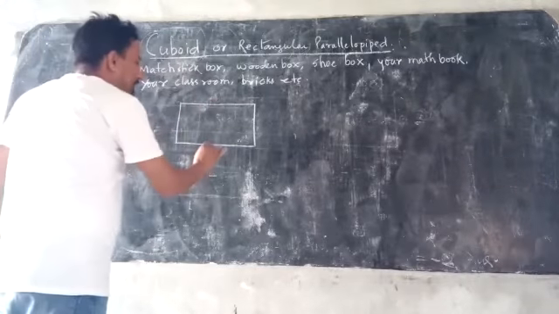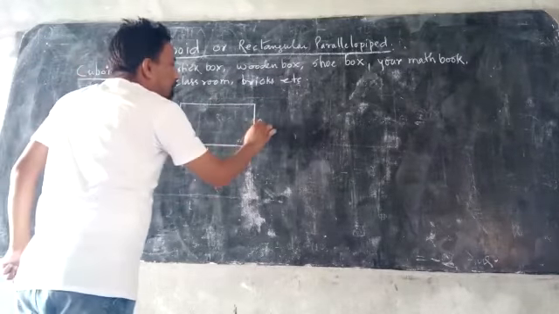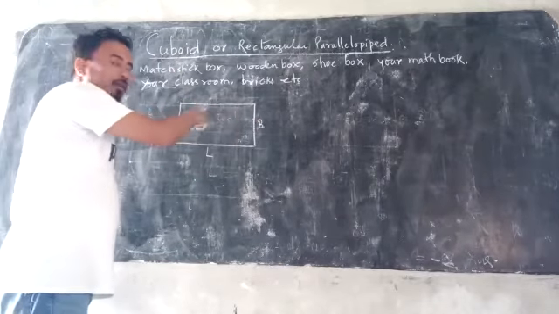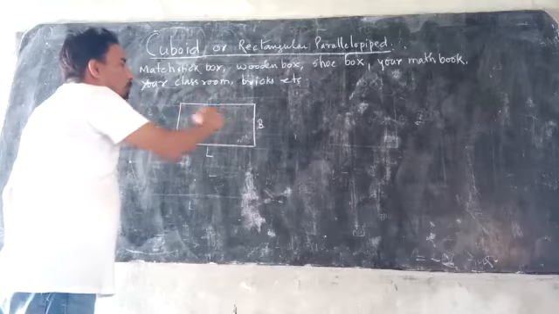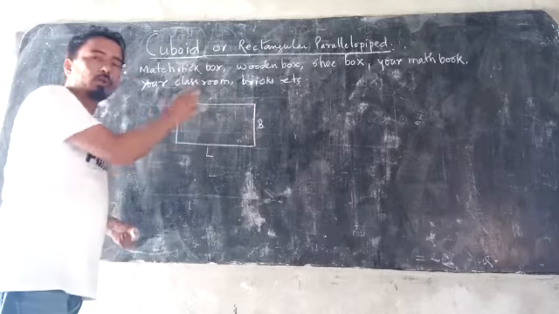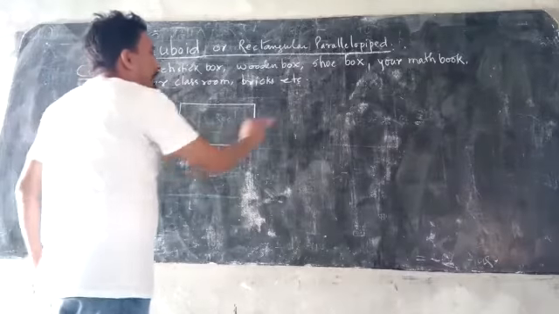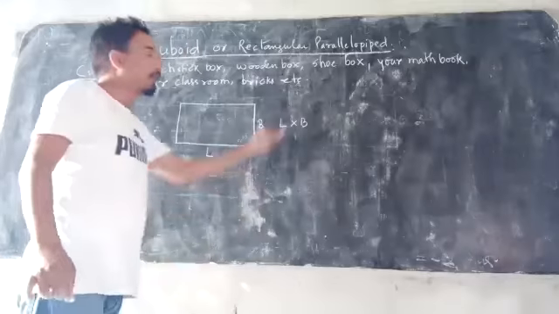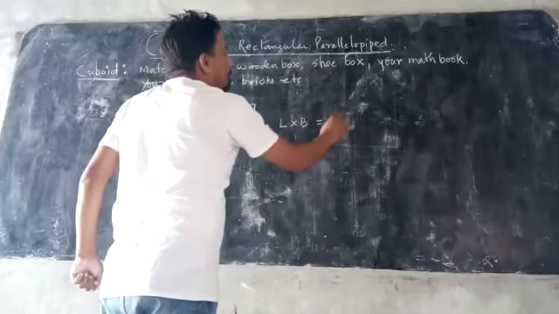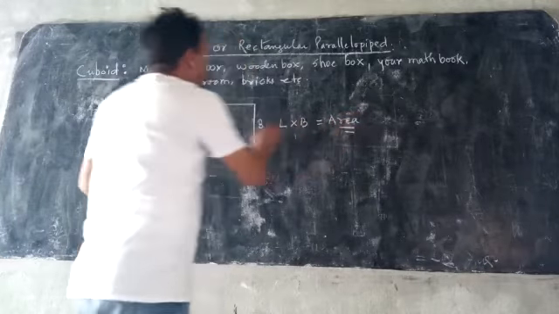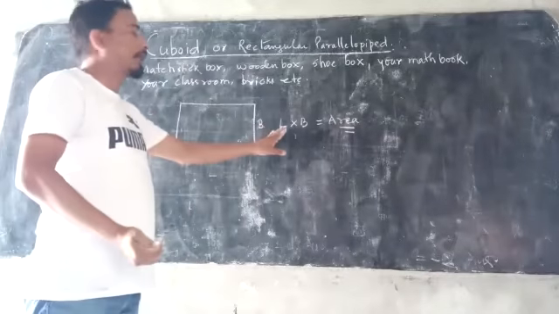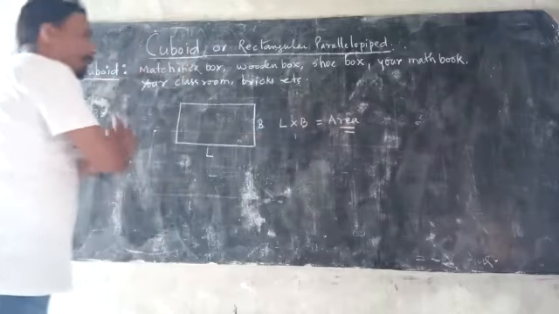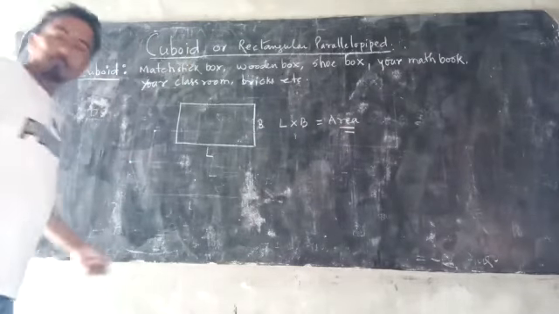This rectangle, this is length, everybody knows. This is breadth. If I have to find the area inside the rectangle, how much space is occupied within this boundary, that is called the area of this rectangle. How to find the area? Very simple, length times breadth. Whenever you have to find the area of any rectangle, we simply multiply length and breadth together. Very simple.